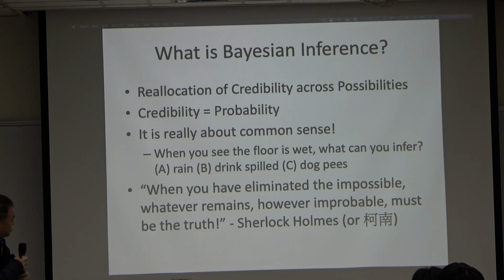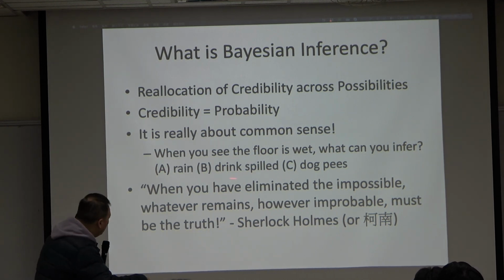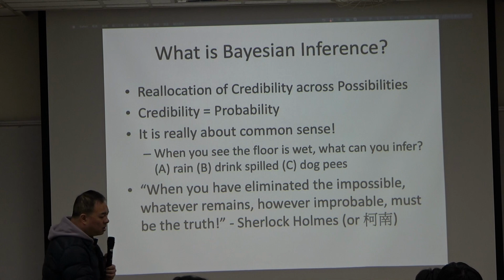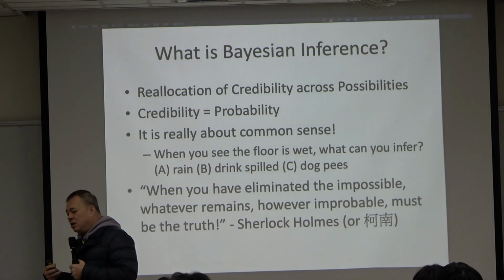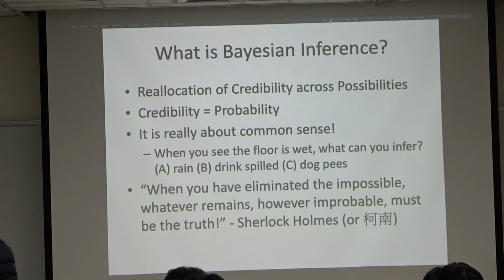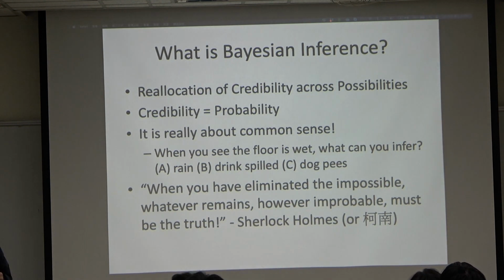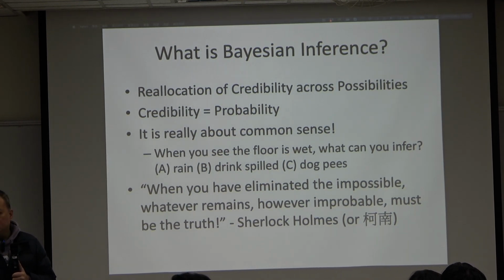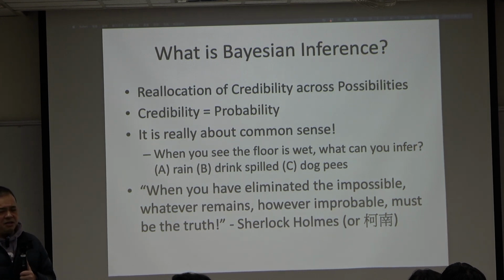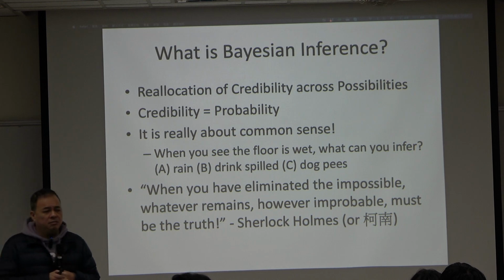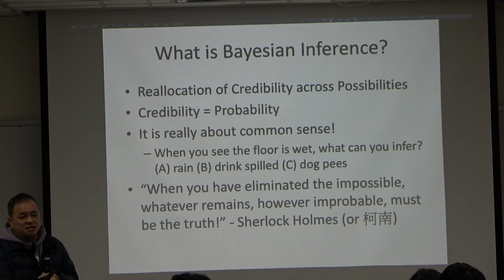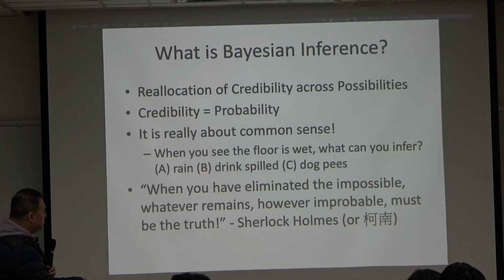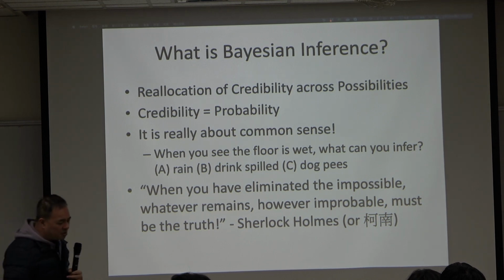So still, you have to allocate probability to these three causes which may cause the floor to be wet. If you don't know anything, what do you do? The simplest way is to allocate my probability as one-third, one-third, one-third. One-third probability is because of the rain, one-third because the drink spilled, and one-third because of dog pee.